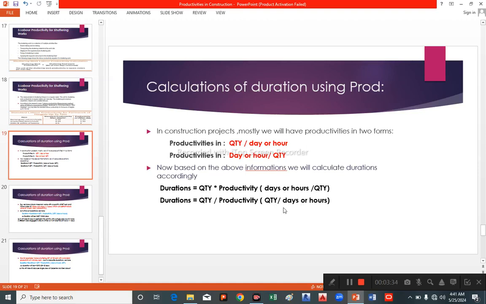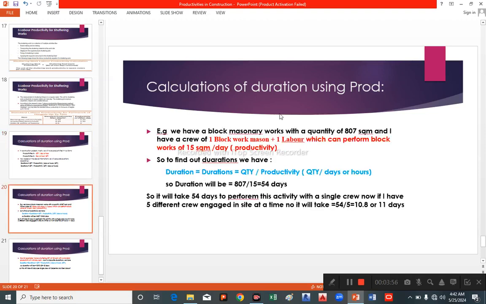Productivity is given in quantity per day or hour. When we have the productivity in the form of days per quantity, then we will just multiply the productivity by the quantity given. Whenever the productivity is given in quantities per day or hour, then we will divide the quantity by the productivity to get the duration. So the formulas are here. I have put in examples of the above scenarios.